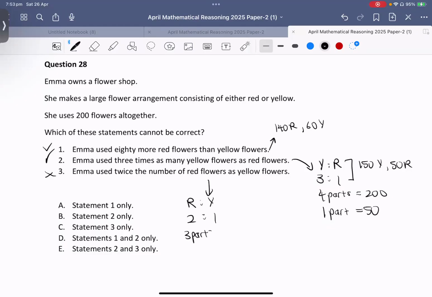We have 3 parts equals 200, but 200 is not divisible by 3, which means that we're going to get a fraction or a decimal, and obviously we can't divide the number of flowers into decimals. So that means that number 3 doesn't work. So our answer is statements 1 and 2 only. Hopefully that makes sense.